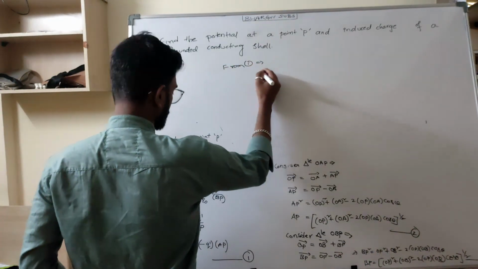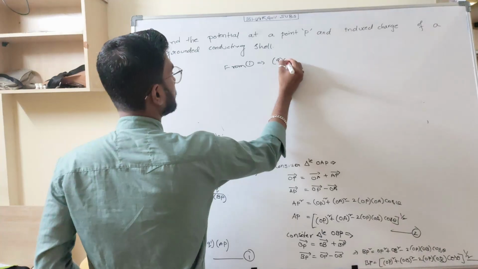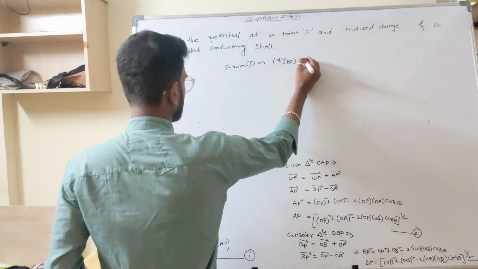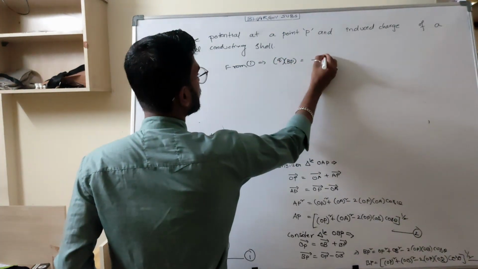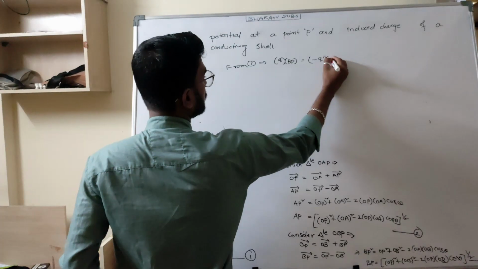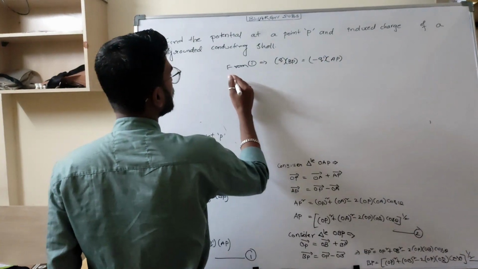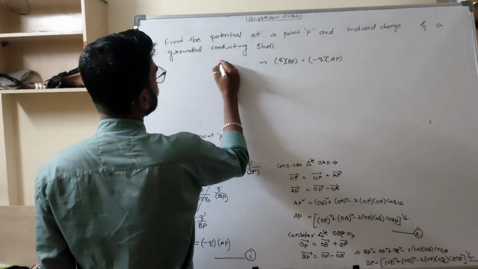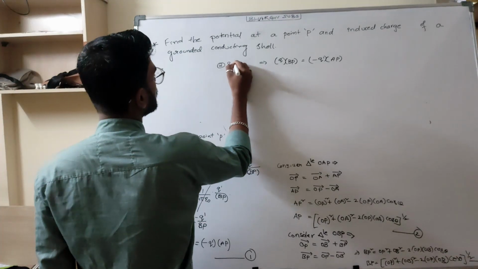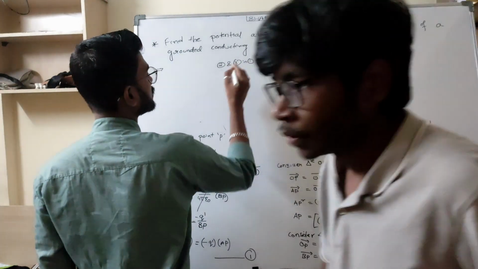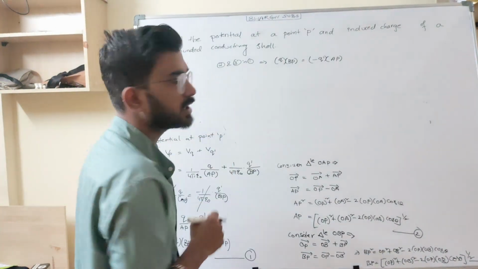So what is the 1? Q into BP is equal to minus Q dash into AP. So I am substituting 2 and 3 in the first equation. Okay, 2 and 3 in the first equation I am considering.